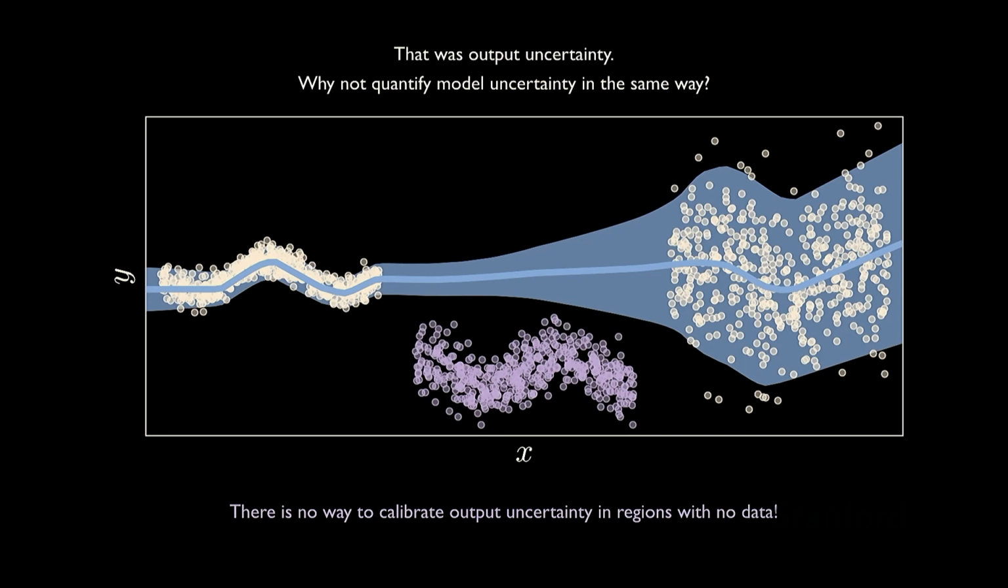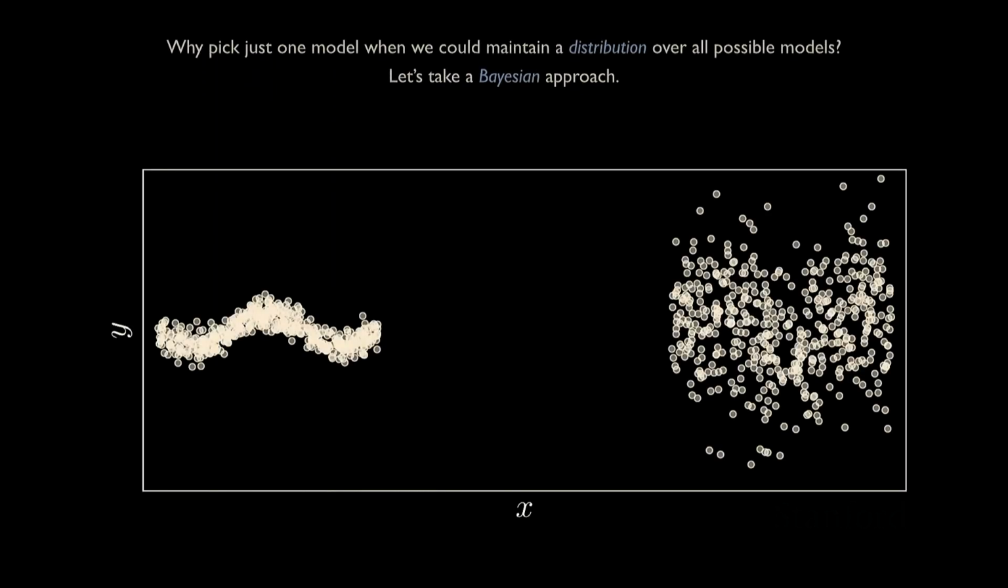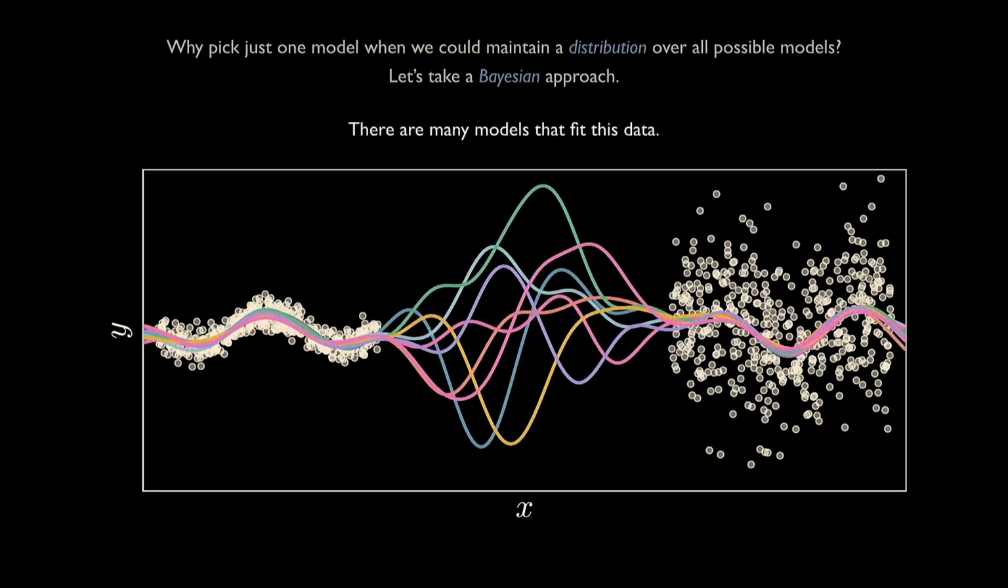Okay, so then what do we do about this? Okay, so here we go again. Why pick just one model when we could maintain a distribution over all possible models? And so again, we're going to take a Bayesian approach here. And the idea is that basically there are many possible models that we could use to fit this data. So all of these models here actually fit this data pretty well, but they look quite different in this region in the middle here, which indicates to us that we have high model uncertainty in this region in the middle.